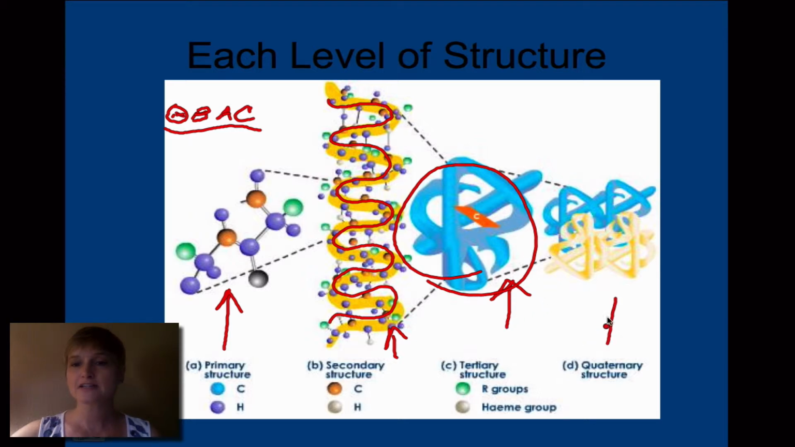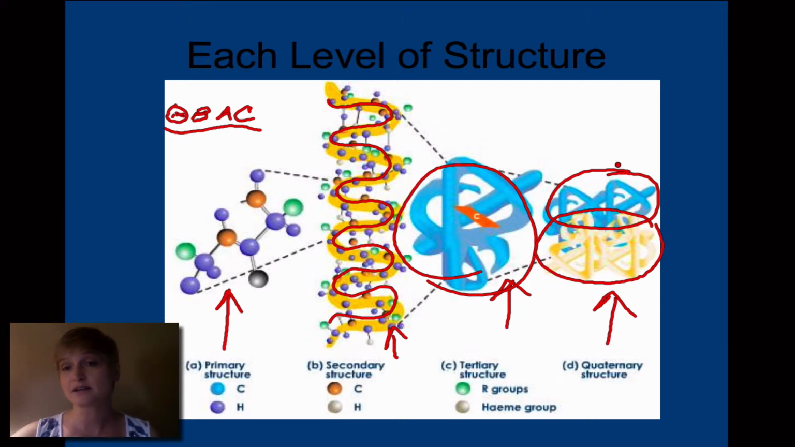And then the last one is the quaternary structure. And quaternary is basically when you have a set of proteins. And it doesn't just have to be two, it can be multiple proteins, but they're together, and that forms their quaternary structure.